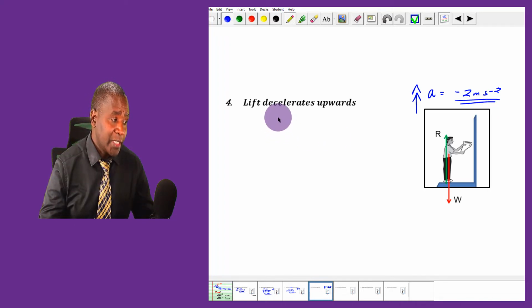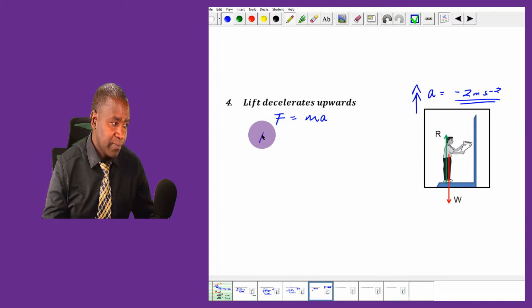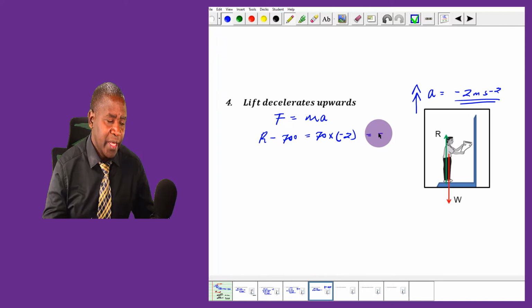Again, let's look at our equation here, which is F is equal to ma. Remember, I know the direction of the acceleration is upwards. That means R is greater than mg. And this one will be 70 times minus 2. This one will give me minus 140. So if I rearrange by adding 700 to both sides, you'll find that this one will be 560.